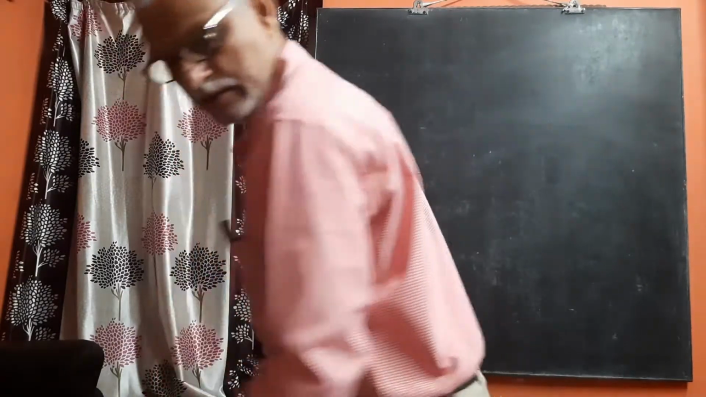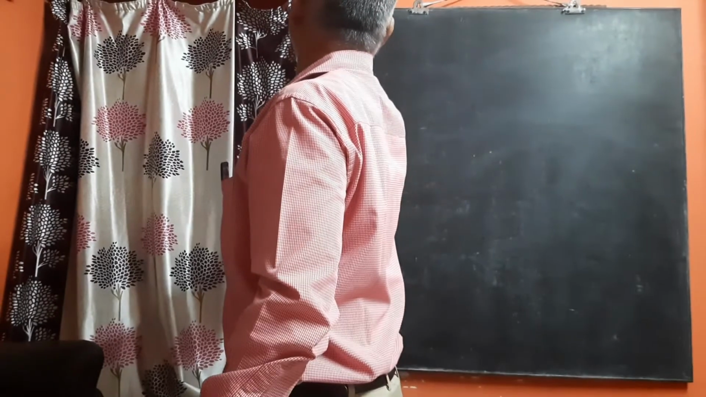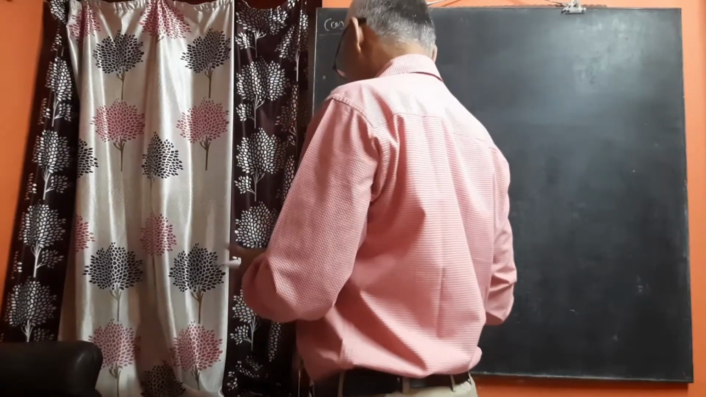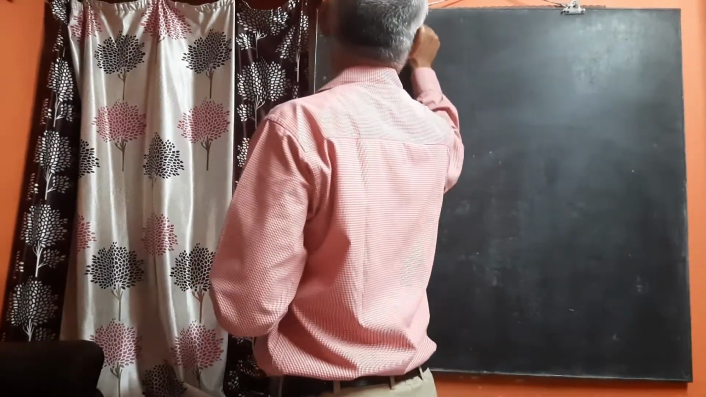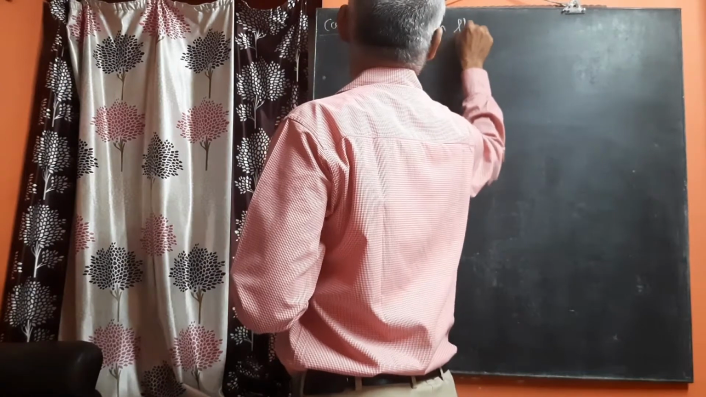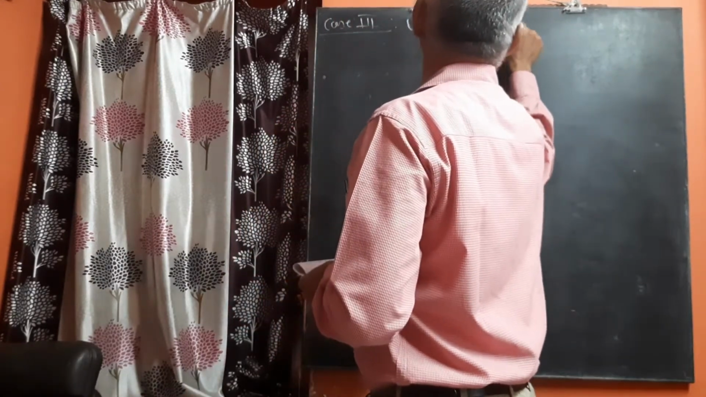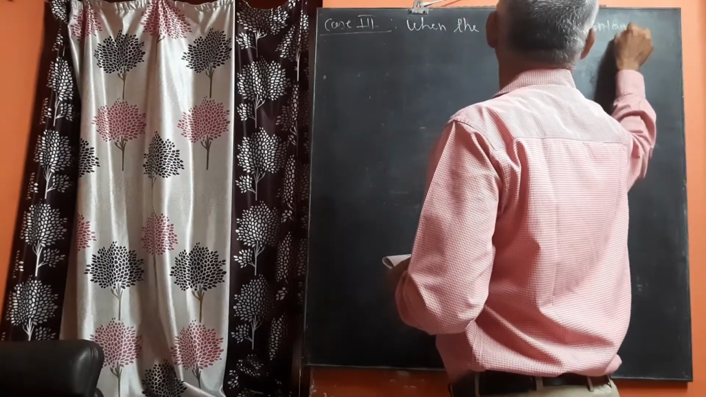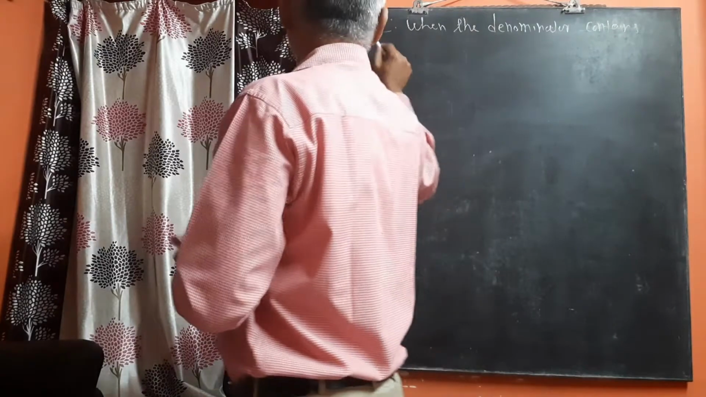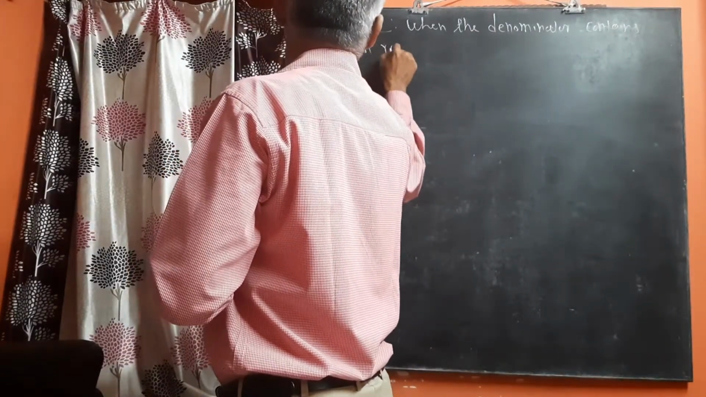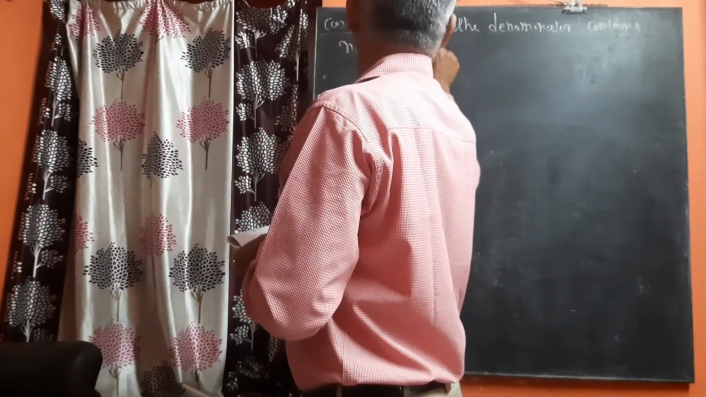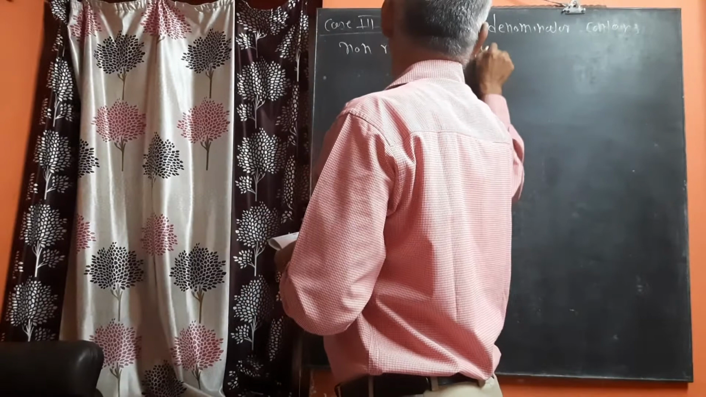Now let us see the third condition. Case number 3: when the denominator contains a non-reducible quadratic equation.